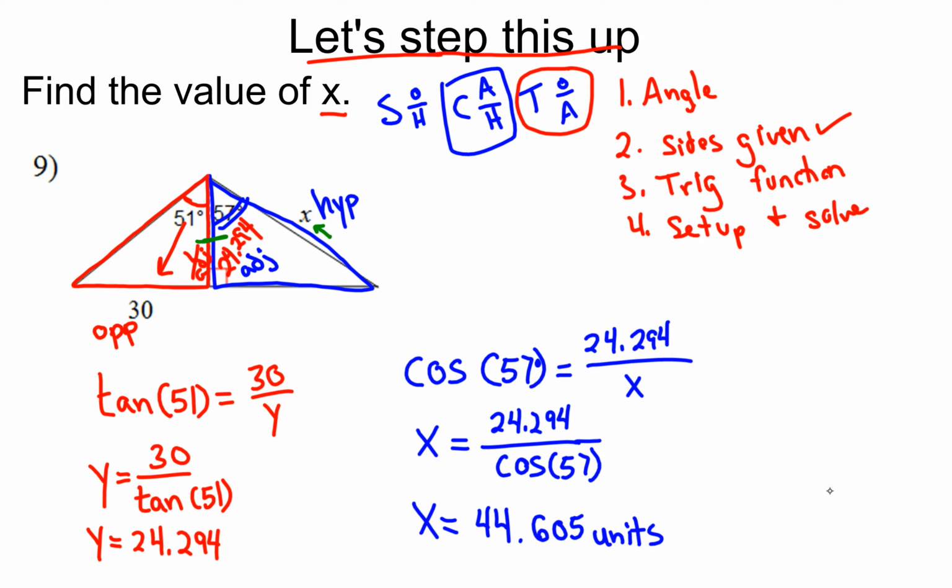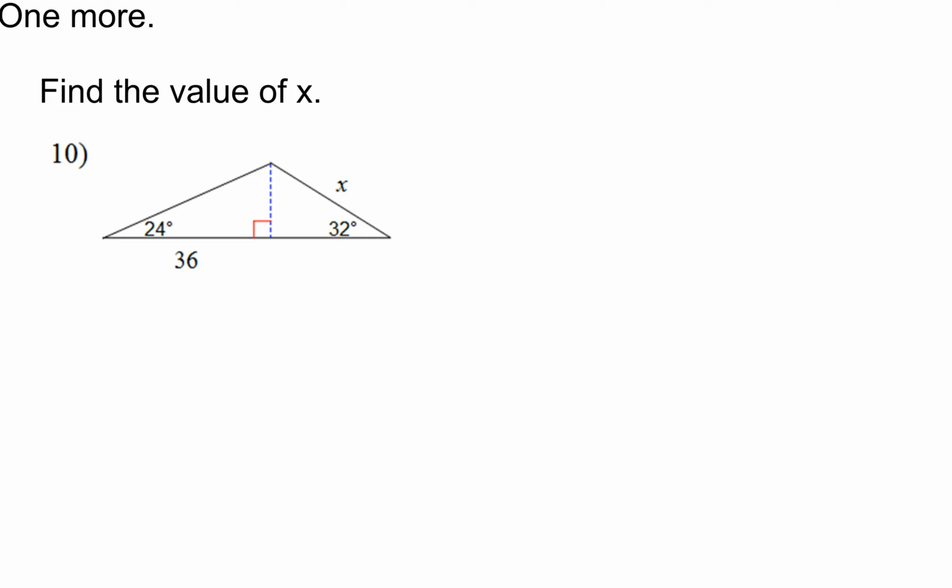So, not too bad, right? You're still following the same 4 steps every time, but we have to find one side in the red triangle first, then use that side to find our missing x value. So it's just a multiple step. We're finding this piece and then using that piece to find our x. All right, let's take a look at one more example together. Make sure we got it, and then I'll leave some for you guys to try.